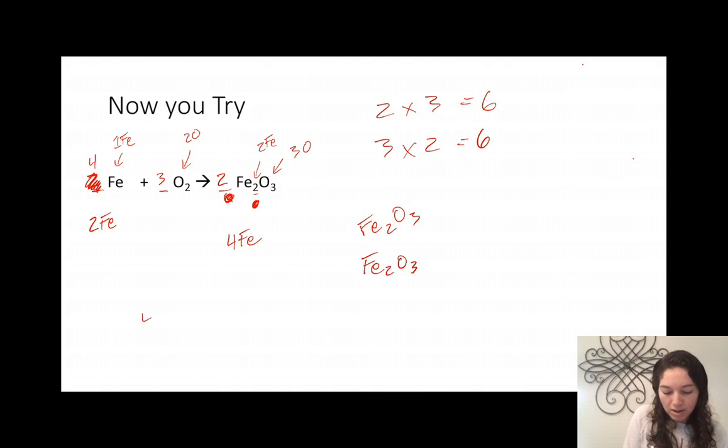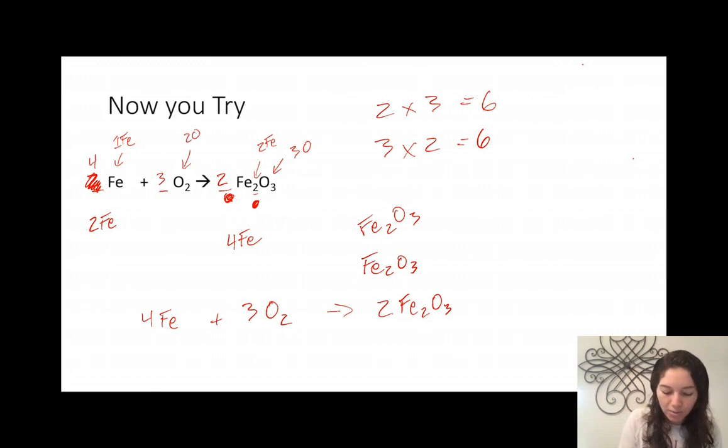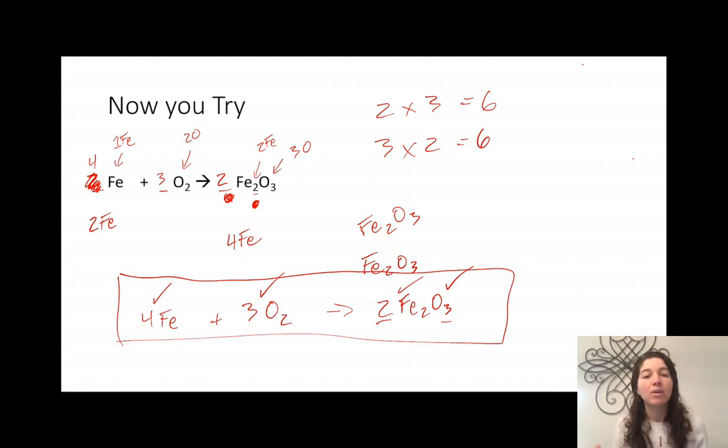So we've got 4 irons in our reactants, 3 O2 molecules in our reactants, and that creates 2 Fe2O3 molecules here in our products. And if we check, we've got 4 irons here, 4 irons here, 6 oxygens here, and 2 times 3, 6 oxygens here. So this is our final balanced chemical equation because everything on each side is equivalent.